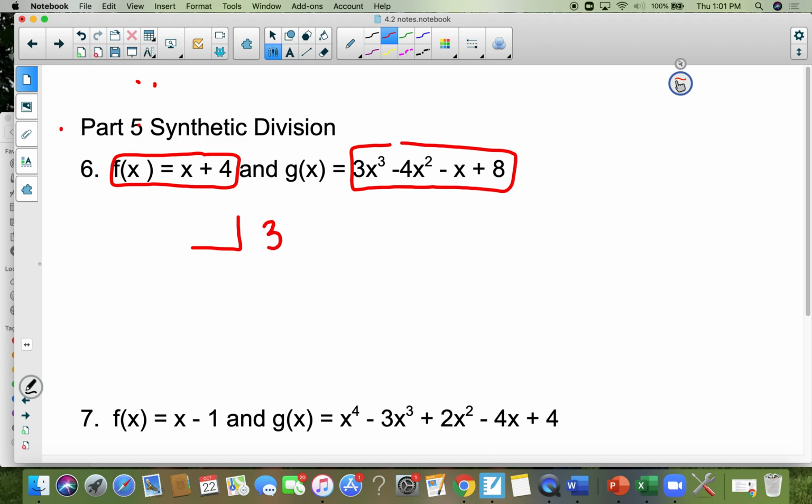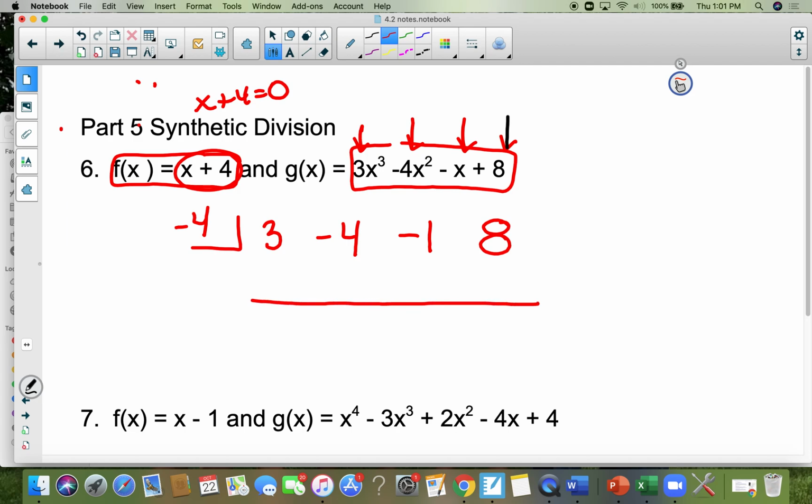You're going to put a 3 there. You're going to put a negative 4 there. You're going to put a negative 1 and an 8. And where I got those numbers from was the coefficients in front of all your terms. What goes inside the half a box is if you solved x plus 4 and set it equal to 0, x would equal a negative 4. You did this in Algebra 2 last year. There's a little dotted line. This stands for the remainder, if you remember this from last year. You start the process by bringing down your 3 for synthetic division.